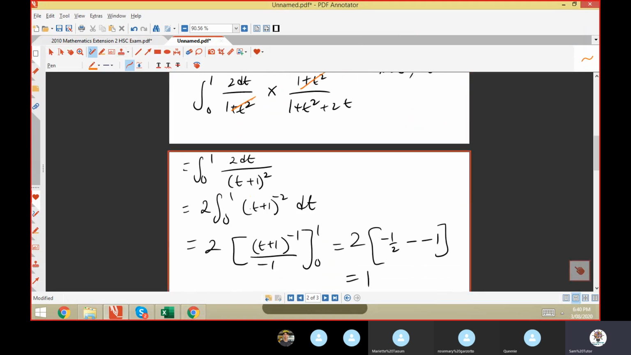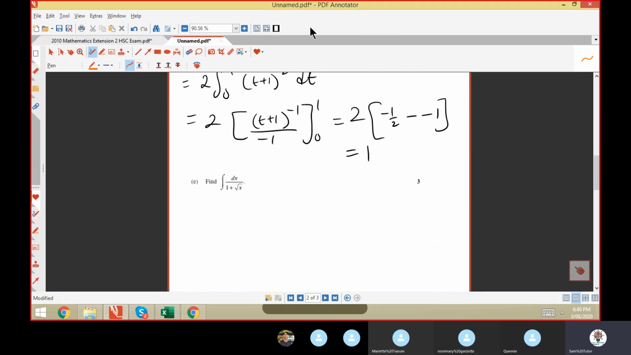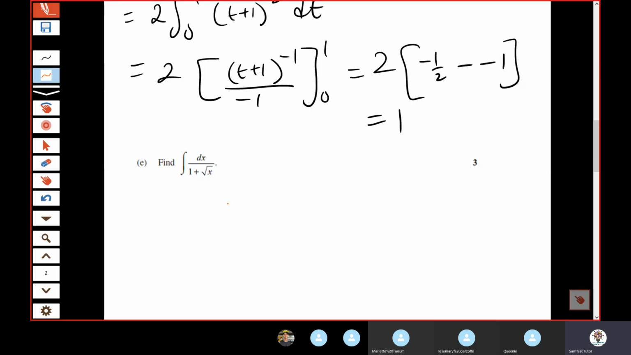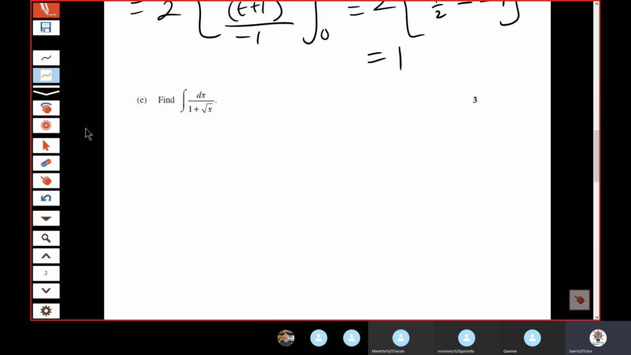Where was I? D. E. Let's try this one. Okay. E. The integral of dx on 1 plus root x. What would I have done here? I would have root 1 plus root x. I probably would have done a u sub. No.